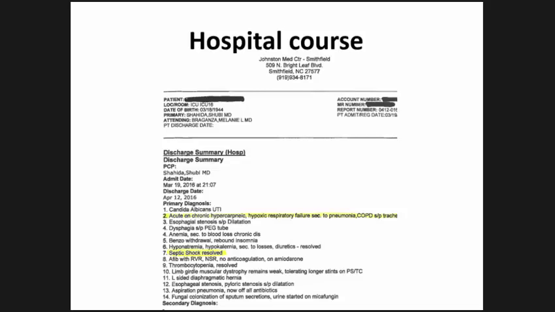She had acute and chronic hypercapnic, hypoxic respiratory failure, secondary to pneumonia, COPD, had a tracheostomy, long hospital course, but she had septic shock. She went all the way to septic shock.